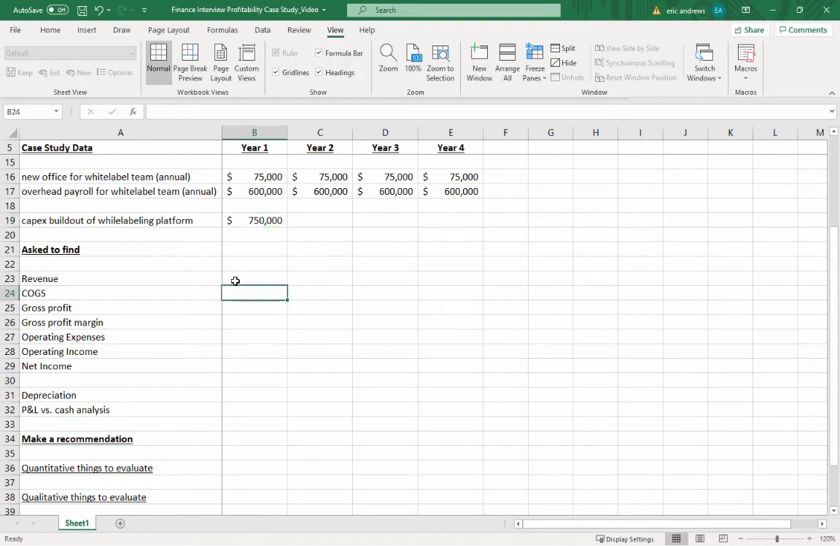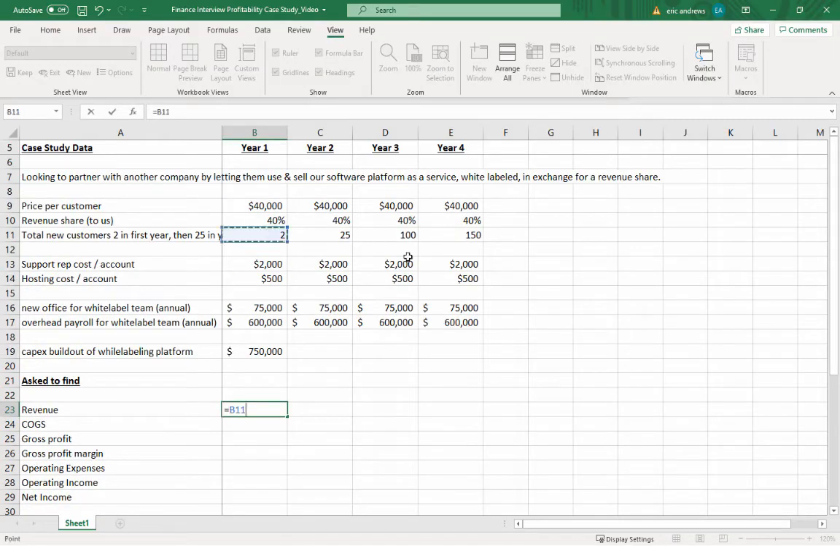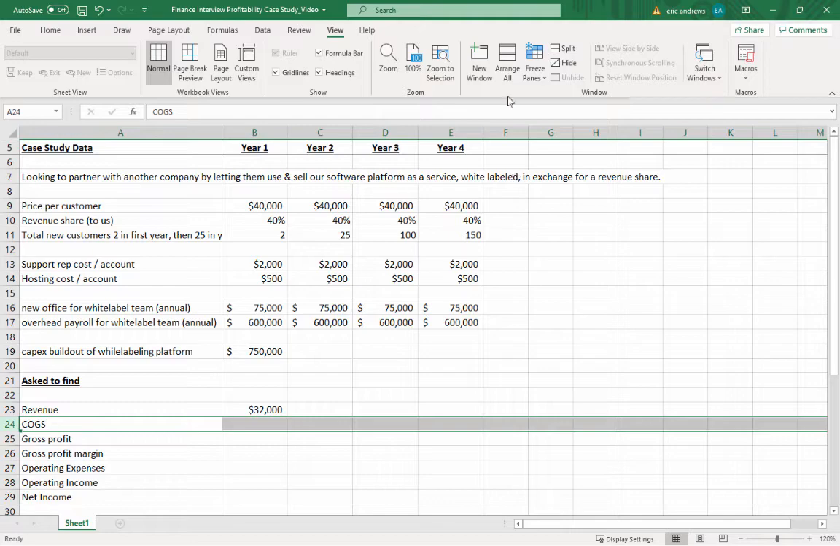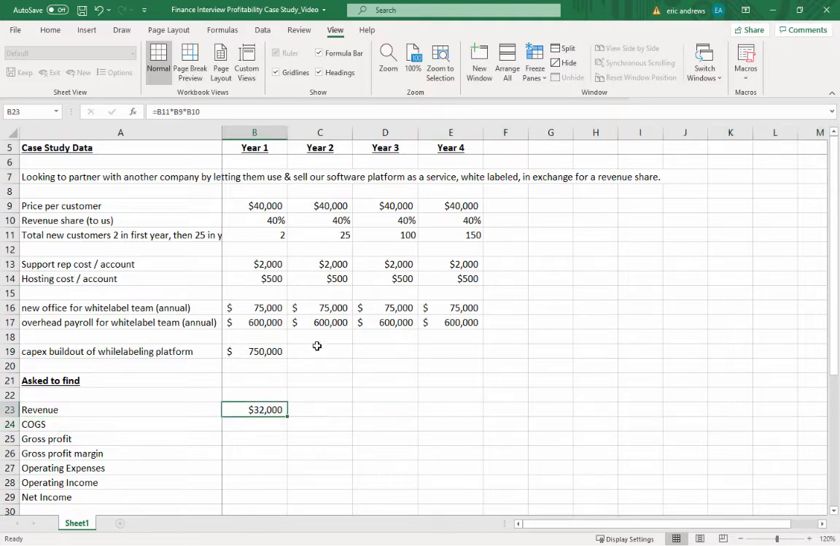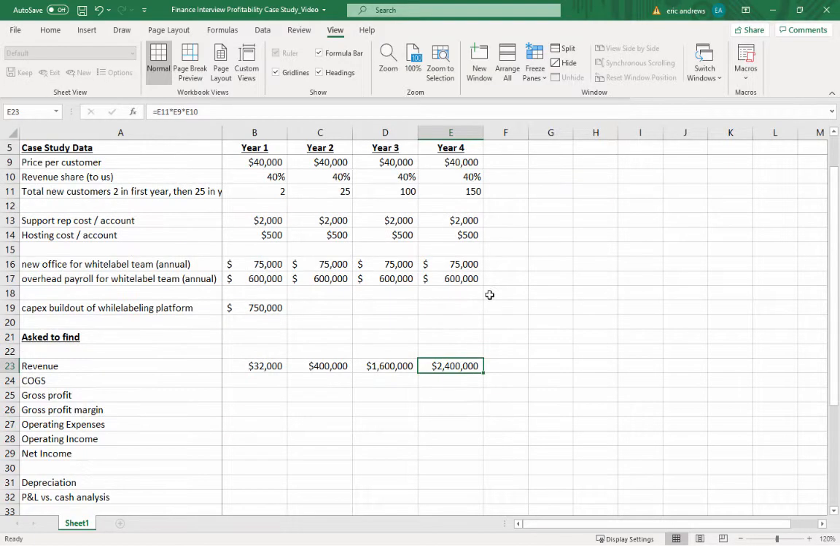First, let's find the revenue. So the revenue is going to be the number of clients we have, of course, times the price, times our share of the revenue, 40%, right? Okay, that would be the revenue to us. So that's our revenue in this partnership. So the revenue, we can just hit Control C, Shift right arrow, Control V, okay? So now we have our revenue, and it gets to 2.4 million.